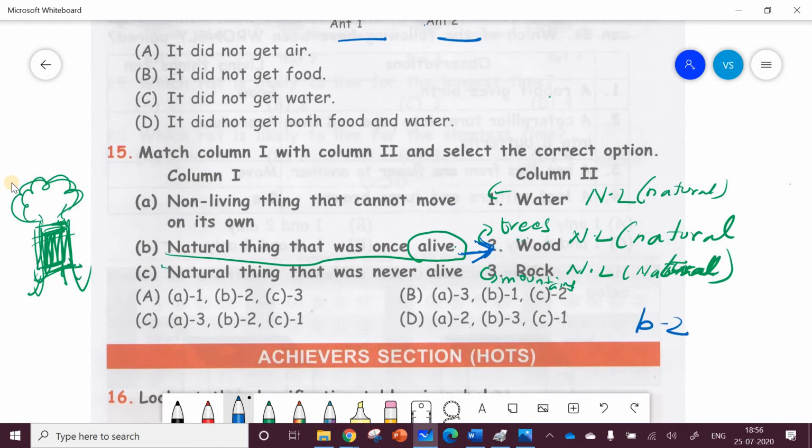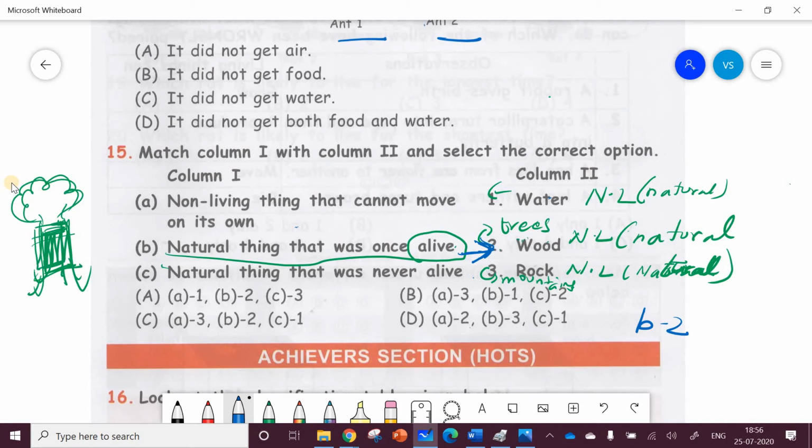Now another thing we will see: a non-living thing that cannot move on its own, and a natural thing that was never alive. Here again there is a bit of discussion we can do. A non-living thing that cannot move on its own could be rock, because water we can consider as moving. When we hold the glass, it moves.